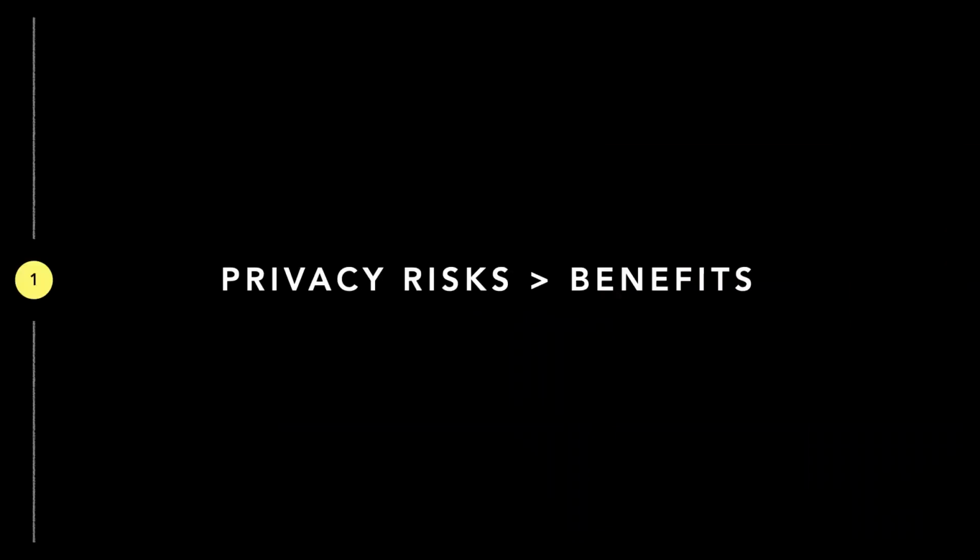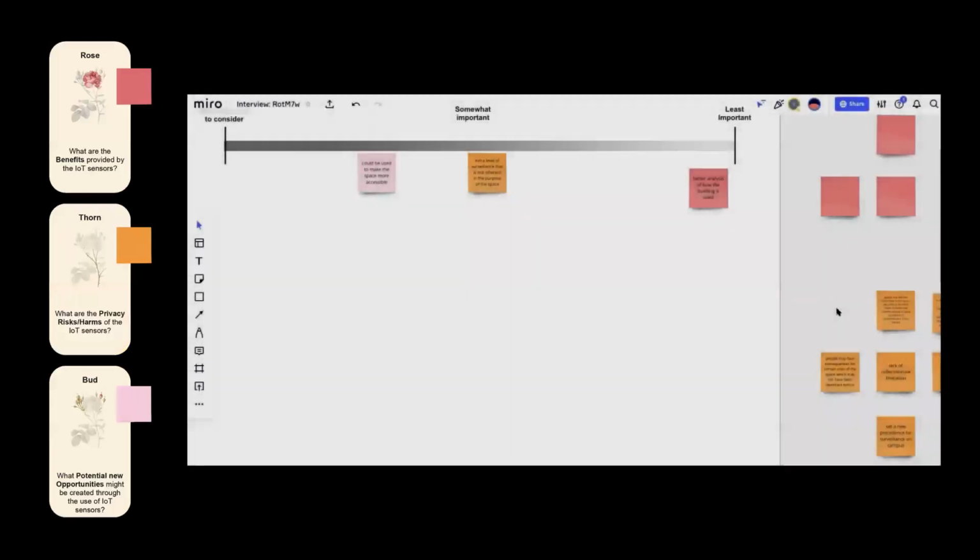The first one is that the privacy risks definitely outweigh the current benefits. Based on my positionality of finding a balance between new innovation and its potential consequences, I had asked my participants to first list the benefits, privacy risks, and opportunities through a rose, thorn, bud exercise. They then prioritized these on a spectrum from most important to consider to least important while talking me through their thought process.